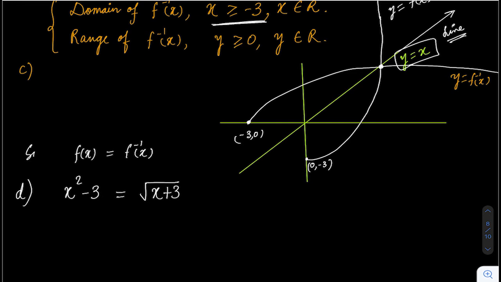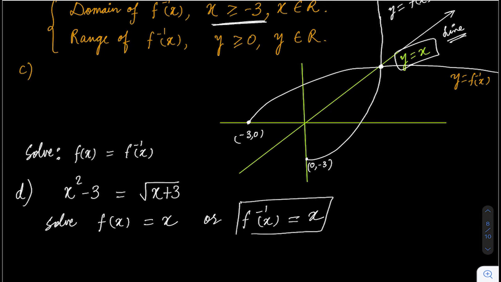So if you want to solve f(x) equal to f inverse x, you can simply solve either f(x) equal to x, or you can solve f inverse x equal to x. So you have two options. Actually, you have three options. You can solve this directly if it's possible. If not, you can try to solve this, or you can try to solve this. So this is very important. Most of the students don't know this.